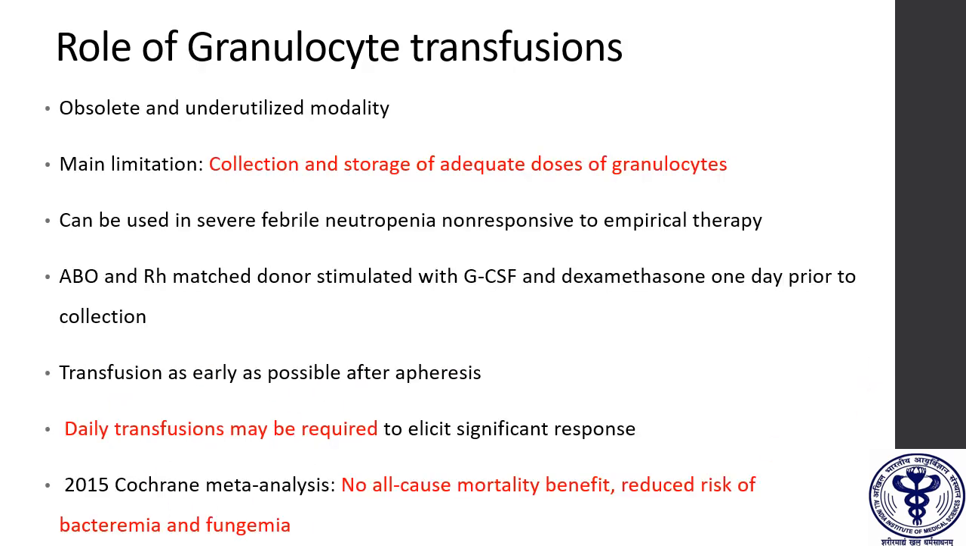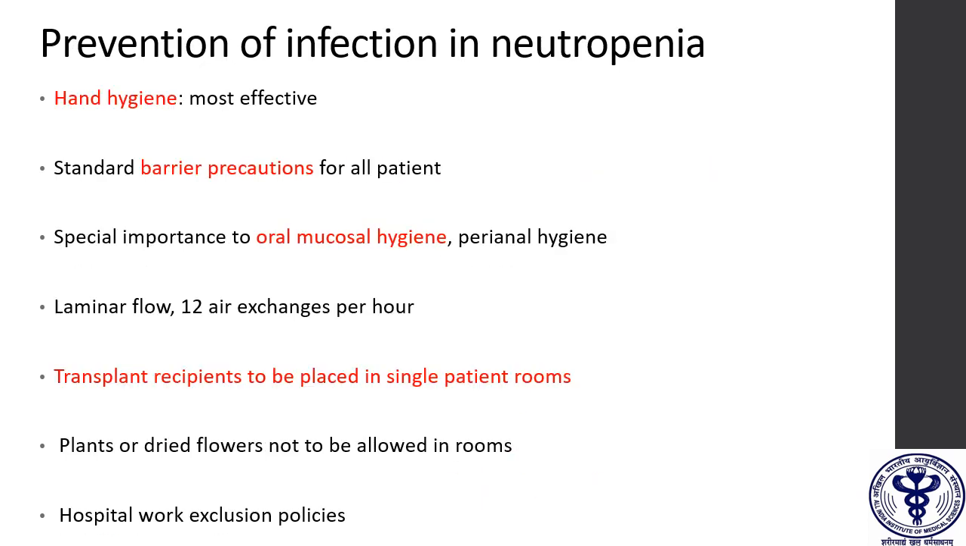Granulocyte transfusions usually are obsolete now. The main limitation is collection and storage of adequate doses of granulocytes. Daily transfusions may be required to elicit significant response. A meta-analysis in 2015 said that there was no all-cause mortality benefit. However, there is reduced risk of bacteremia and fungemia. Apart from this, prevention of infections in neutropenia may be achieved by hand hygiene, strict barrier precautions, laminar flow with 12 air exchanges per hour, and isolation of transplant recipients.